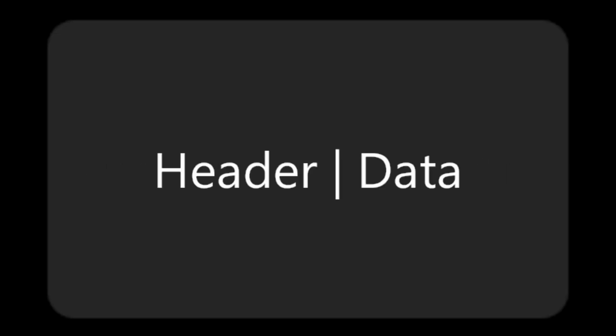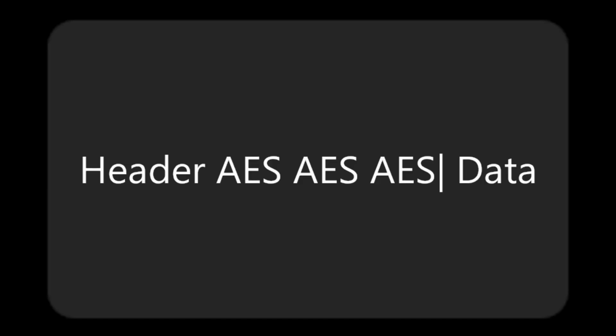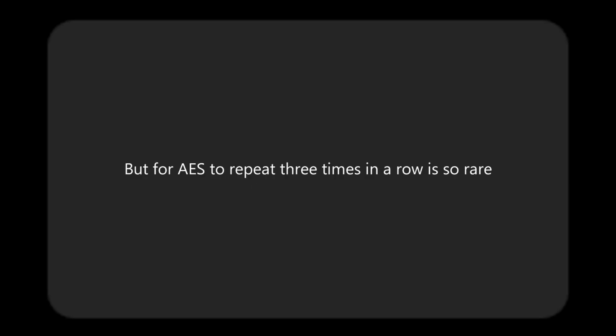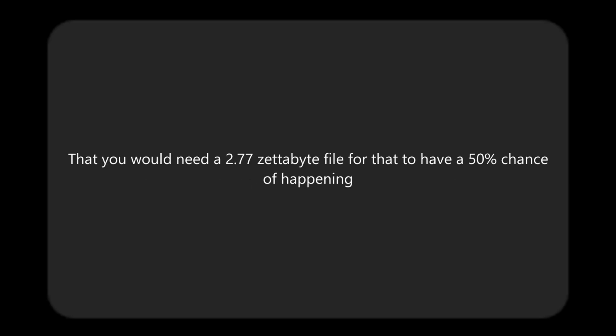But now another problem arises. We don't know when our header ends. So I put the letters AES, AES, AES at the end of the header in the AES encrypted file. The reason I didn't just put AES once is because that could occur somewhere else in the file by chance and break my script. But for AES to repeat 3 times in a row is so rare that you would need a 2.77 zettabyte file for that to have a 50% chance of happening. That's a 2.7 trillion terabyte file.